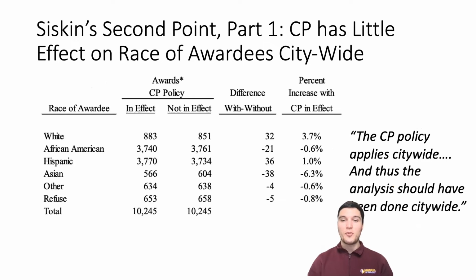Okay. His second point does have to do with the effect of the community preference policy. Specifically, he uses simulations to argue that the community preference policy has very little impact on the race of the awardees, the people who are given housing, when you aggregate at the city level. His estimate of the number of white applicants who would be awarded a unit with the policy in effect is 883. If the policy were not in effect, that would go down to 851. And so he concludes that there's just not a very large effect on the race of awardees.